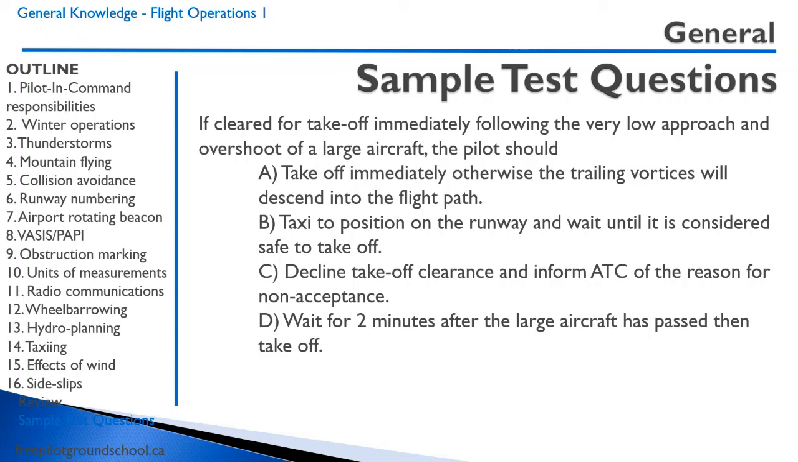If we think back and apply some common sense, assuming we have a takeoff clearance, ATC expects us to take off right away. C, decline the takeoff clearance and inform ATC of the reason for non-acceptance. So that is going to be the correct answer. If ATC tells us to do something and it's not safe to do so, we decline and we advise ATC. The last one, D, wait for 2 minutes after the large aircraft has passed, then take off. Well, that's kind of right as well, but we do want to let ATC know.